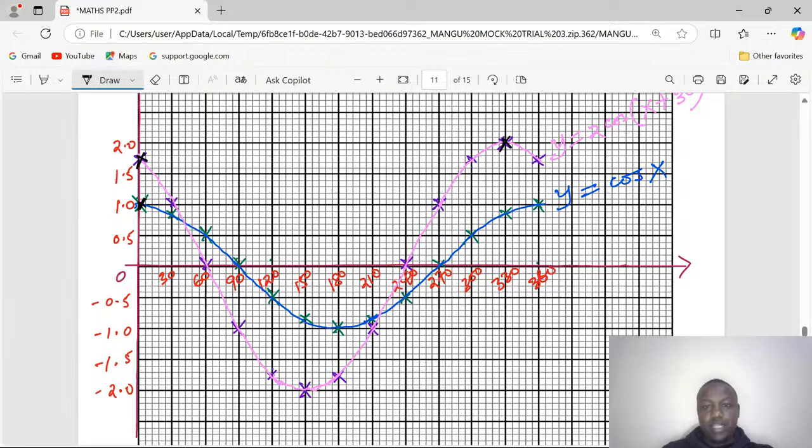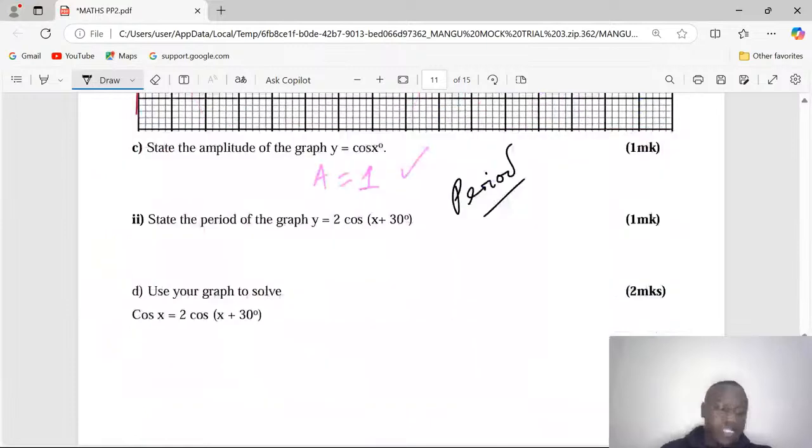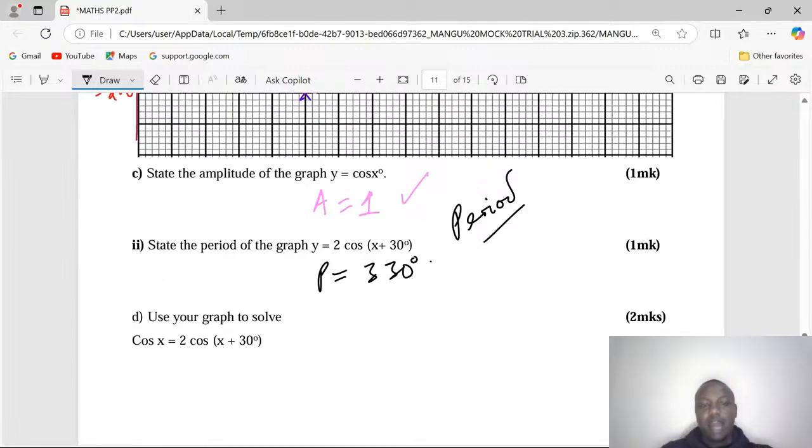we will have made a complete period, and that is going to be 330.